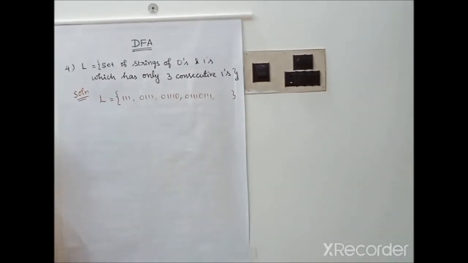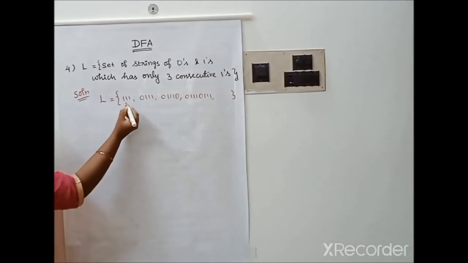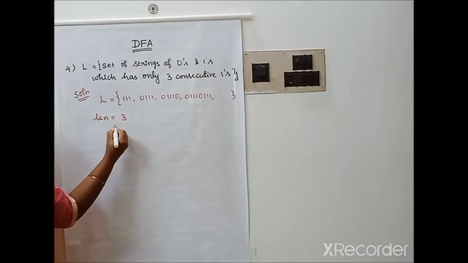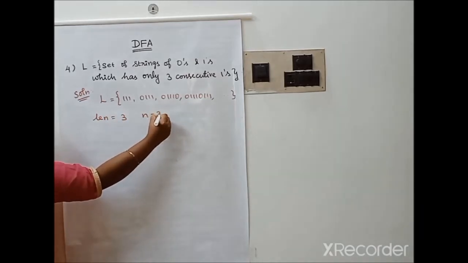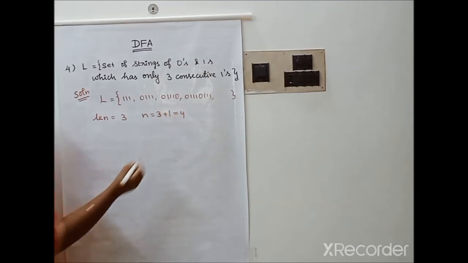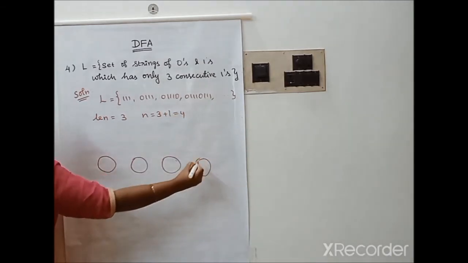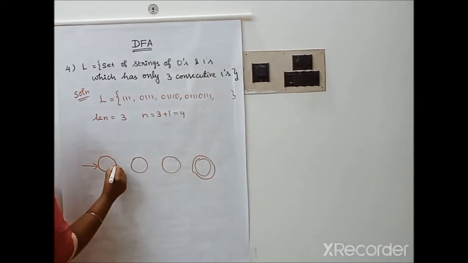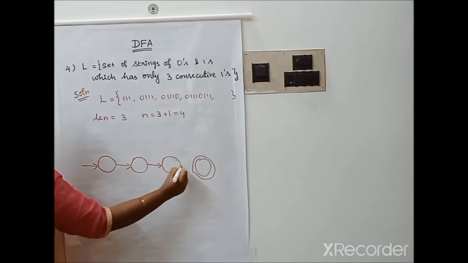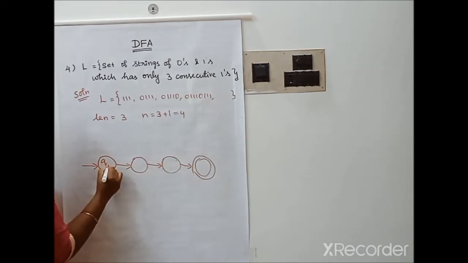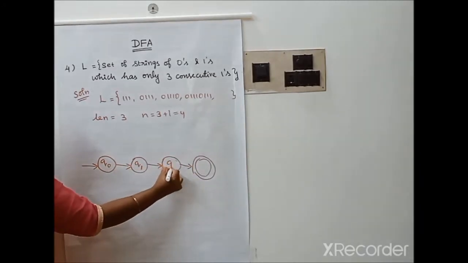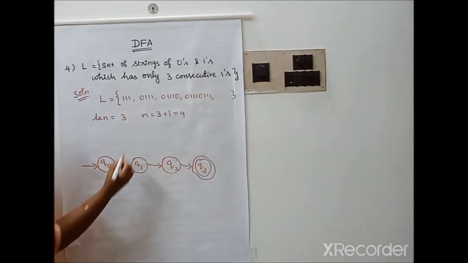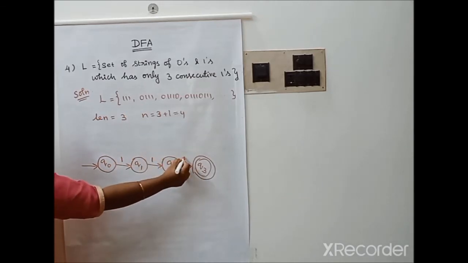Therefore, what is the minimum length string? Minimum length string is 111. Therefore, what is the length value? Length value is 3. N value, 3 plus 1, 4. Therefore, we can have 4 states. So, first state is the initial state. Last state is the final state. We can make the transition. Name the states Q0, Q1, Q2, Q3. For what string we are making the transition? 111. Therefore, 1, 1, 1.